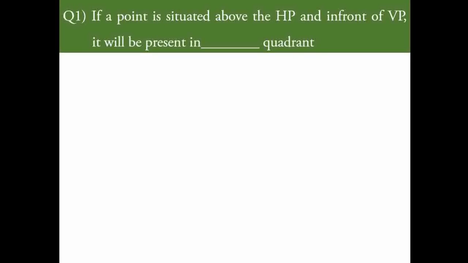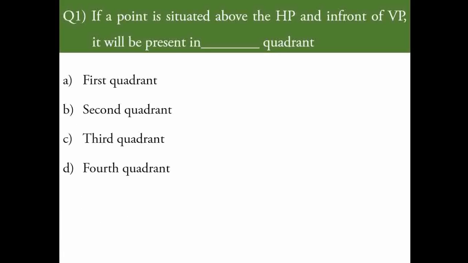The first question: if a point is situated above the HP and in front of VP, then it will be present in which quadrant? The options are: first option first quadrant, second option second quadrant, third option third quadrant, fourth option fourth quadrant. So if the point is above the HP and in front of VP, it will always be present in which quadrant, that we have to identify.